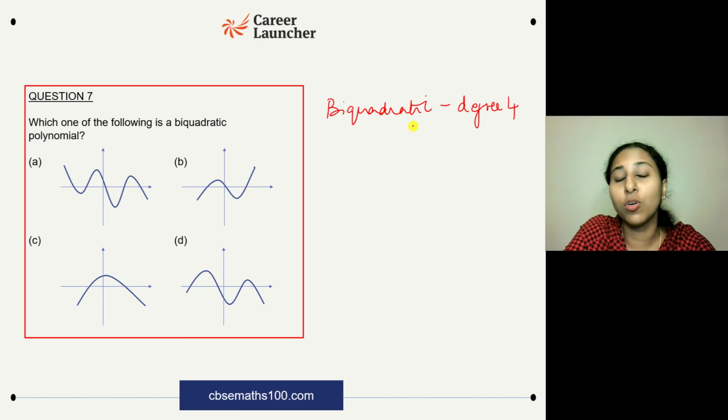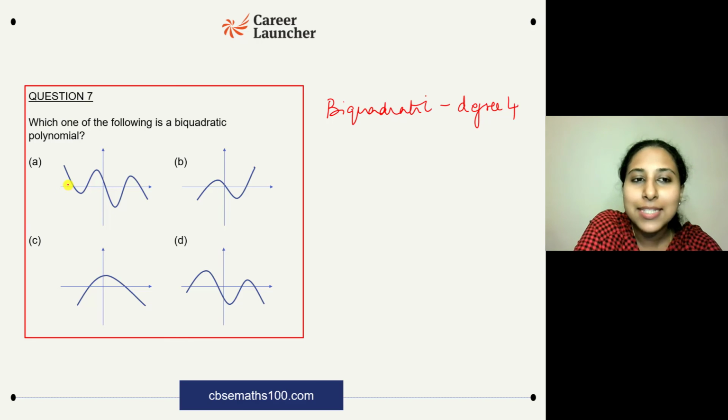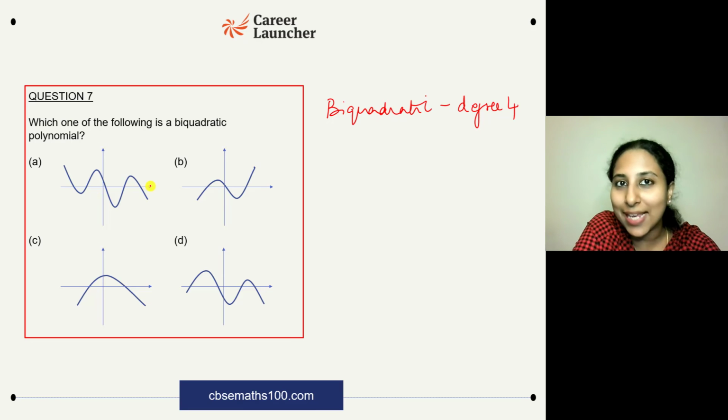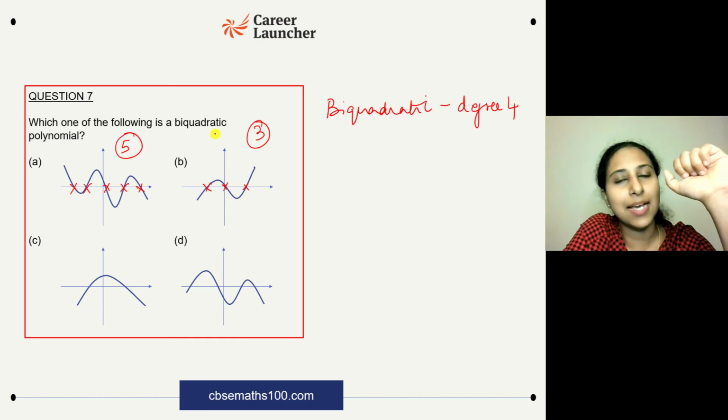Now, we need to look among the given answer choices which best represents a biquadratic polynomial. If you look at the first one, let's see the points of intersection with the x-axis. You're having 1, 2, 3, 4, 5. So there are 5 zeros for this polynomial. Second one, you're having 1, 2, 3. 3 points of intersection with the x-axis.